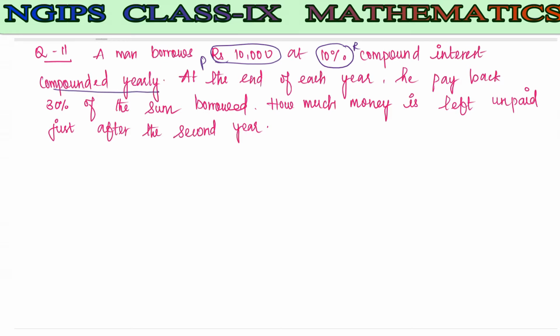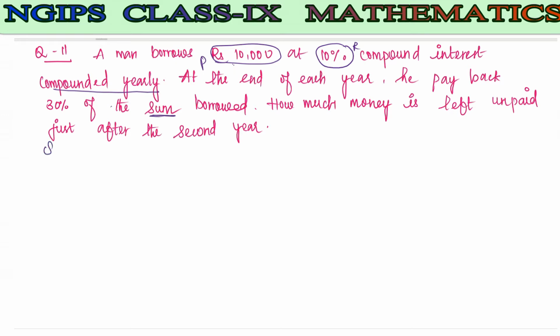So this is important. When it is yearly, it means we need to take the time period t is equal to 1. At the end of each year he pays back 30% of the sum borrowed. So at the end of every year, he is going to pay 30% of the sum, which is nothing but the principal. So 30% of the principal he will pay at the end of every year. How much money is left unpaid just after the second year? So after the second year, we need to calculate how much amount is left.